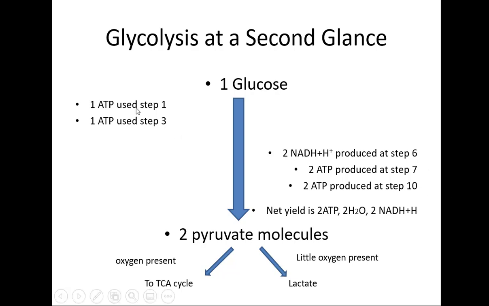And 1 ATP is used at step 1, hexokinase. 1 ATP is used at step 3, the PFK reaction. And 2 NADH plus proton are produced at step 6. And 2 ATP are produced at step 7, and 2 ATP are produced at step 10. So this is the net yield, because 2 ATP used, 4 ATP released. So 2 ATP, 2 water, and 2 NADH plus 2 proton.